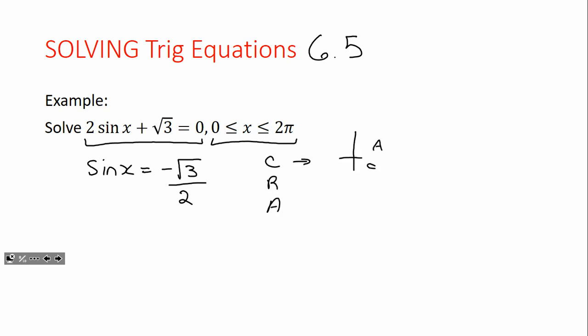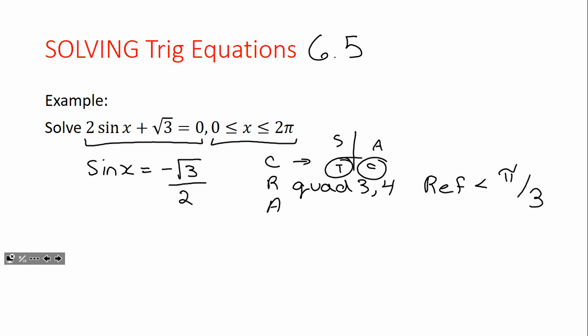So based on my CAST rule, when is sine negative? Quadrant 3 and 4. What is my reference angle? Well, again, I know my unit circle. I know that sine is root 3 over 2 at pi over 3. And then I do my actual angle. What does that mean for x? Well, in quadrant 3, we're going to get 4 pi over 3. And in quadrant 4, we're going to get 5 pi over 3. And those are our two solutions in this domain.